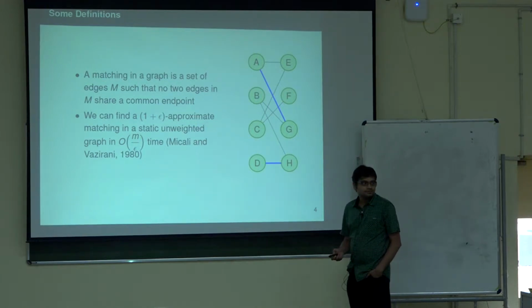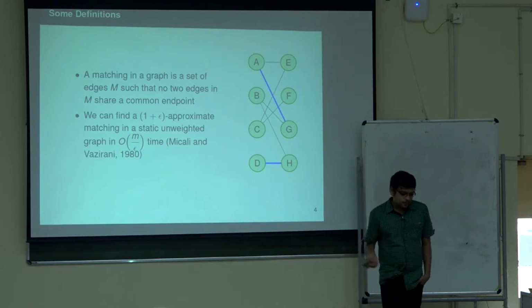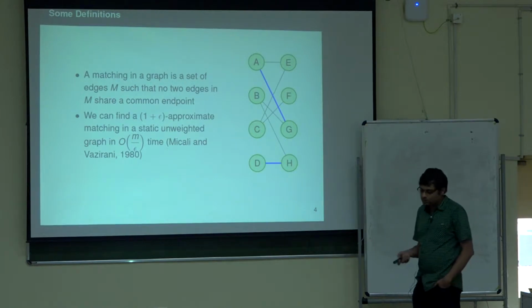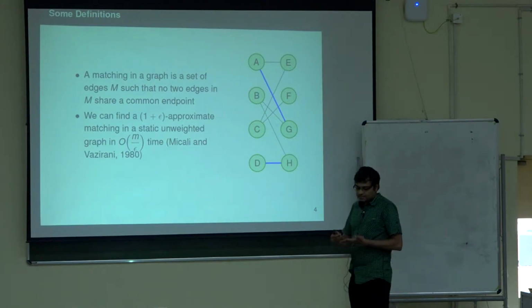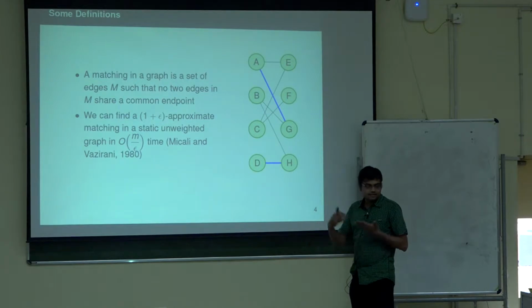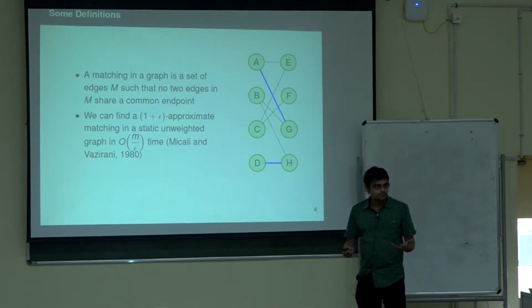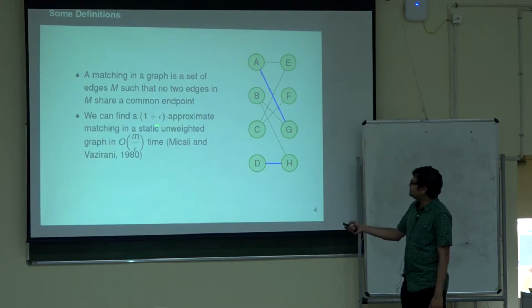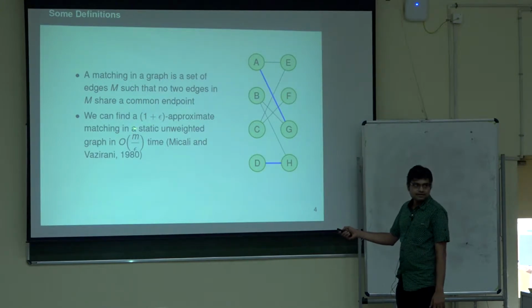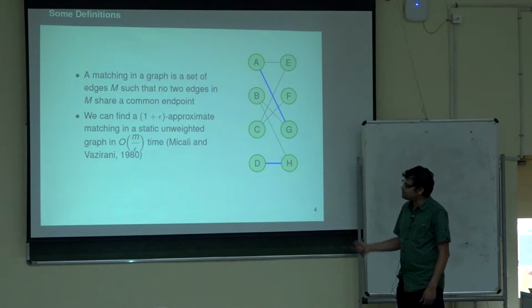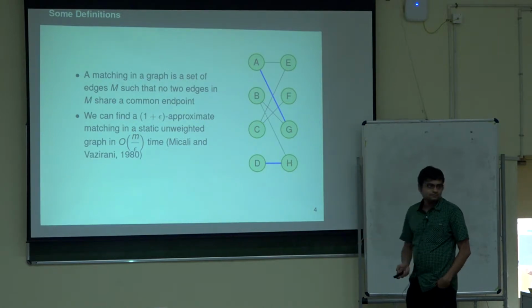It says that we can find a 1 plus epsilon approximate matching in a static unweighted graph in m by epsilon time. Okay. So their algorithm found a maximum matching in m square root of n time, but their algorithm takes square root n phases. That's why the running time is m square root n. But if you terminate after 1 by epsilon phases, you can show that the size of the matching is greater than the maximum matching divided by 1 plus epsilon. That's why it is 1 plus epsilon approximate, and this is the running time. So we'll use this.